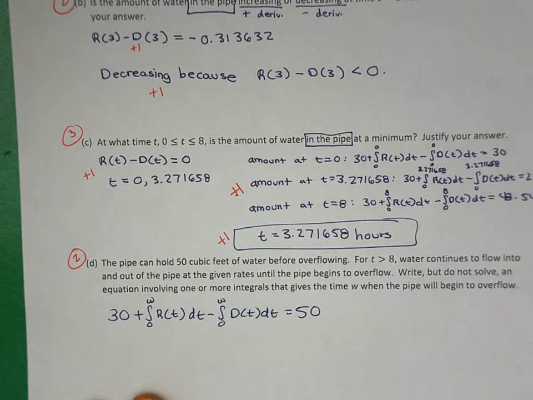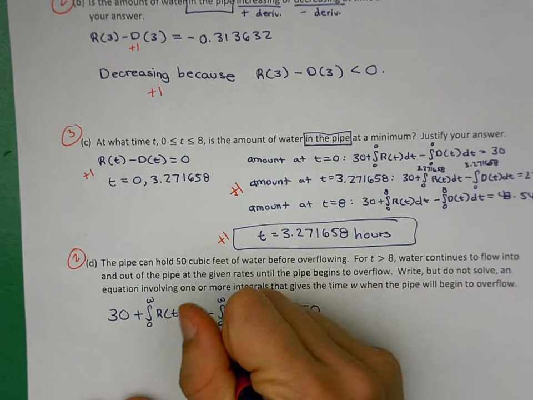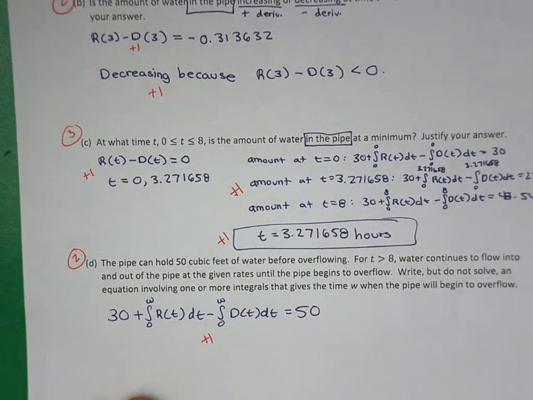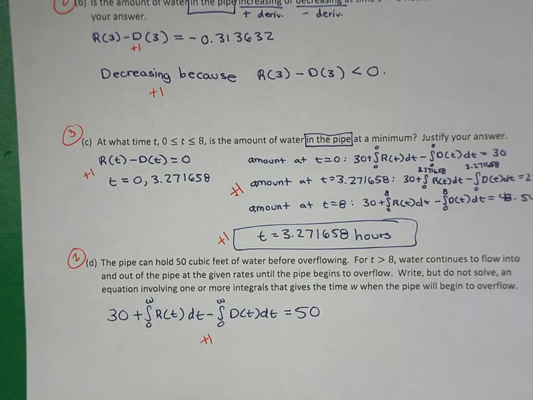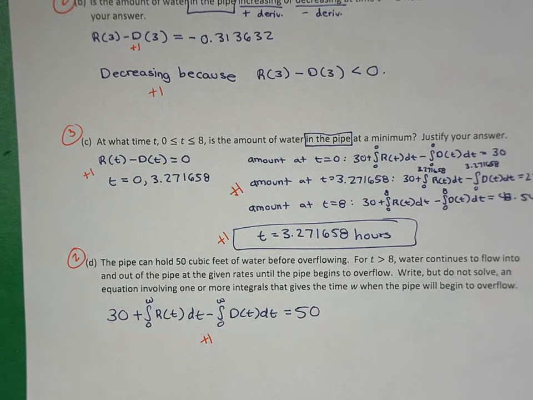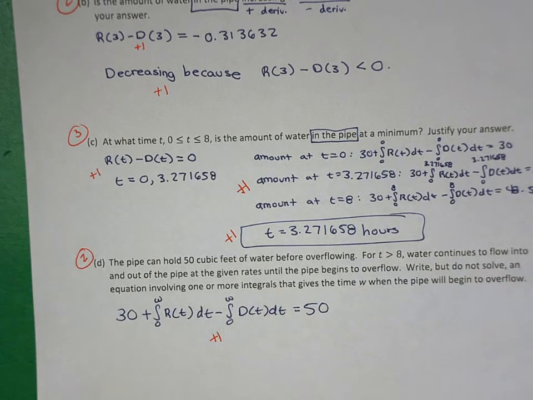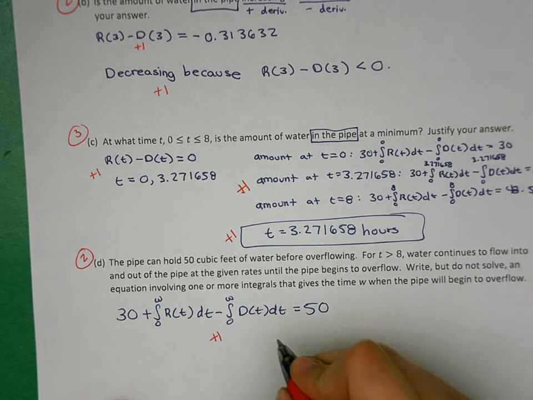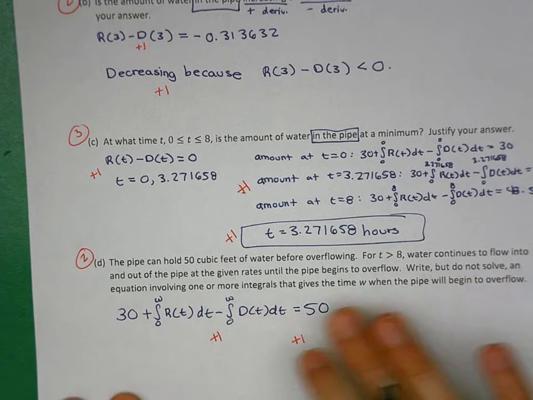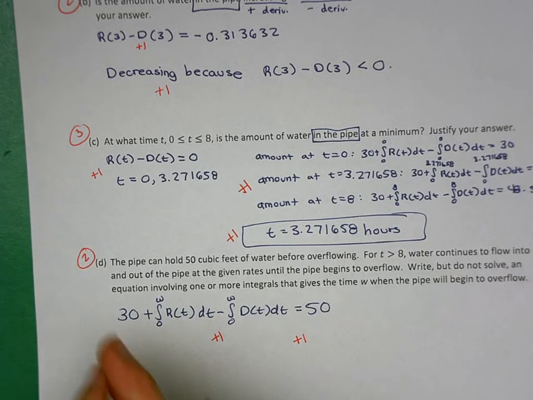You got 1 point for your integral, which I had 2, but you only needed 1. Again, I'm going to upload the rubric so you can see how they did it. They actually combined these two ideas. And then 1 point was for your equation. So I had the 30 and equal to 50. Another thing you could do potentially is subtract the 30 underneath. And so you'd have the integrals equal 20 if you wanted to, and that would also work. Okay?